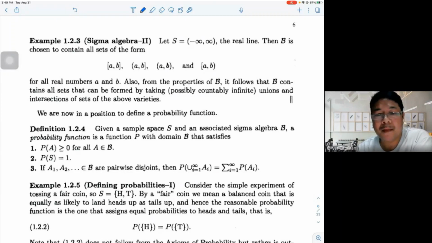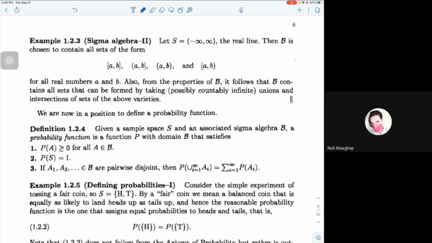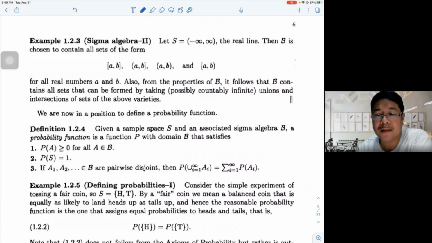By the way, is infinity a real number? No, sir. Okay, thank you for that, Noli. So it's actually a concept.